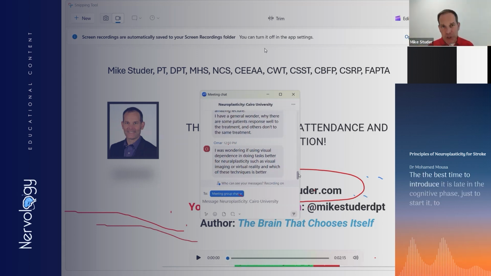What is the best time to introduce dual task at any stage of recovery, cognitive or associative? The best time to introduce it is late in the cognitive phase, just to start it, to sample and see how well the individual is tolerating. Based on how well or poorly they tolerate, now I start to really enfold a lot of dual tasking during the associative phase. So that's when I'm going to do a majority of my dual task or my distraction or cognitive motor interference in the associative phase, because now the patient has started to make some gains, they've started to demonstrate some learning, and they're going to be more tolerant of me throwing in some distractions.